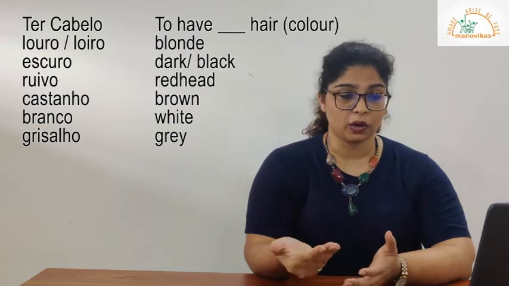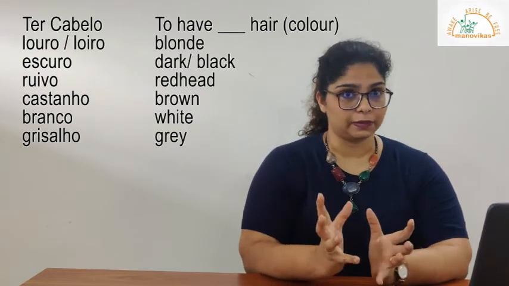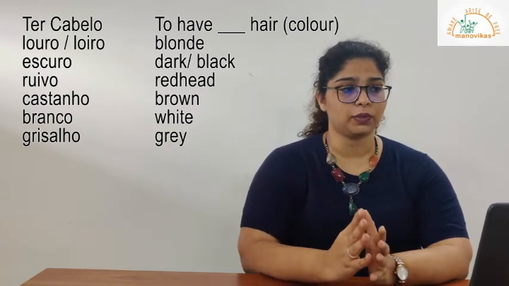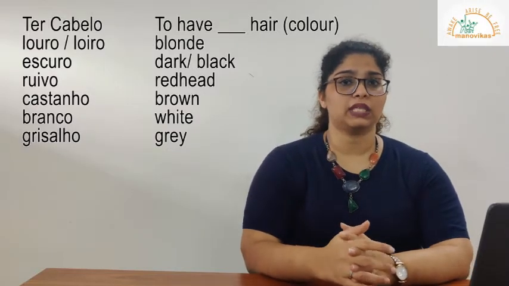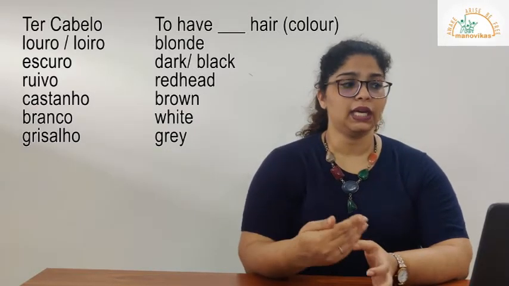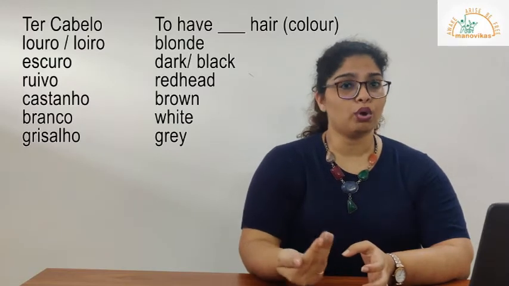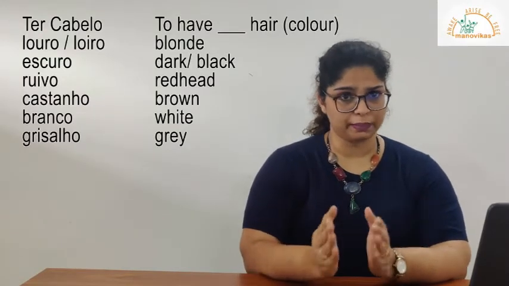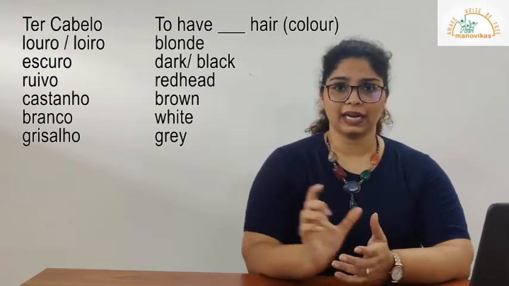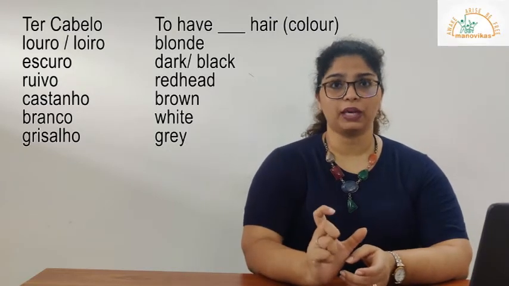Now what type of hair? First we're talking about the color. In the first two columns we're talking about color. So for example, I want to say I have blonde hair. I would say tenho cabelo loiro. So you would say ter cabelo, and then you put the color after the noun cabelo.